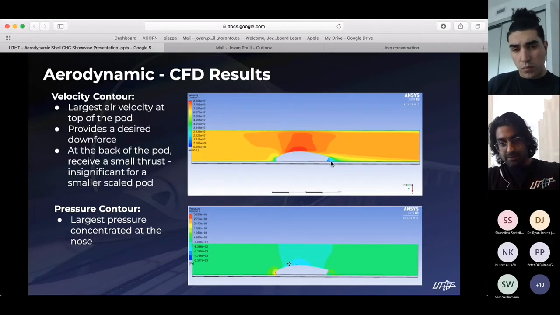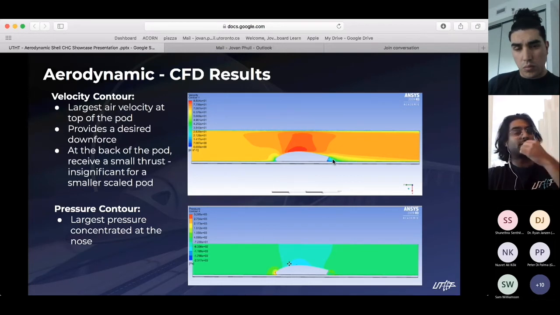And then at the back of the pod, we get an interesting effect. If you see the bluish at the back and the green, it provides a little bit of a small thrust that actually goes forward, which is an aerodynamic feature that you see a lot in cars, but it's insignificant for a smaller scale pod. If we were to build a larger scale pod, then this angle is more looked into. But it's quite interesting that we were able to still find this desired aerodynamic effect.